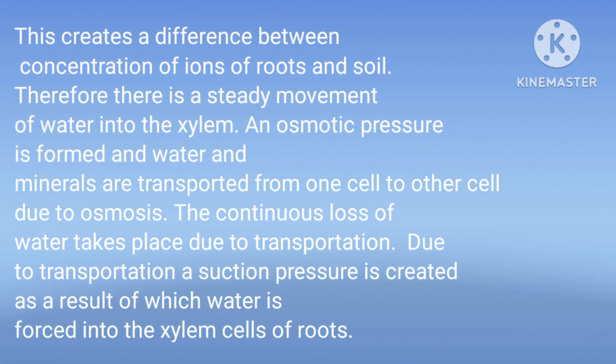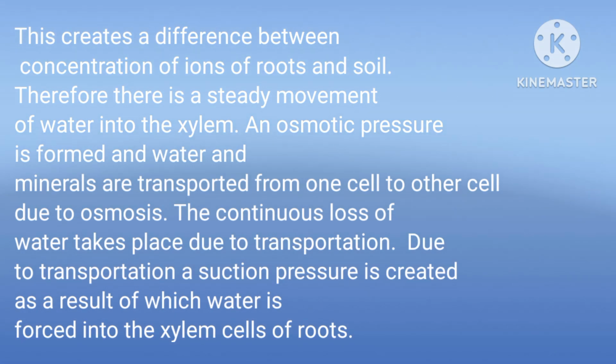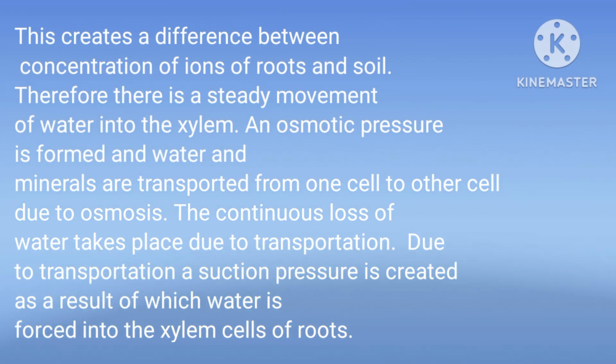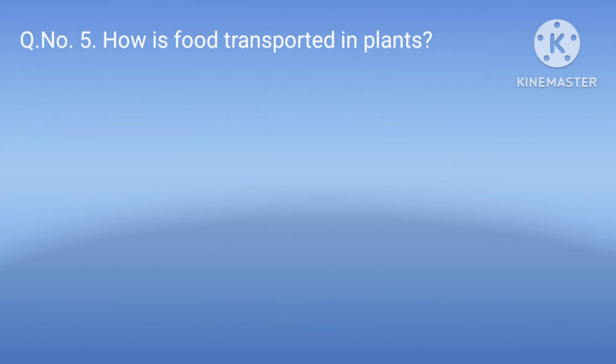This creates a difference between the concentration of ions in roots and soil. Therefore, there is a steady movement of water into the xylem. An osmotic pressure is formed and water and minerals are transported from one cell to another due to osmosis. The continuous loss of water takes place due to transpiration. Due to transpiration, suction pressure is created, as a result of which water is forced into the xylem cells of roots.